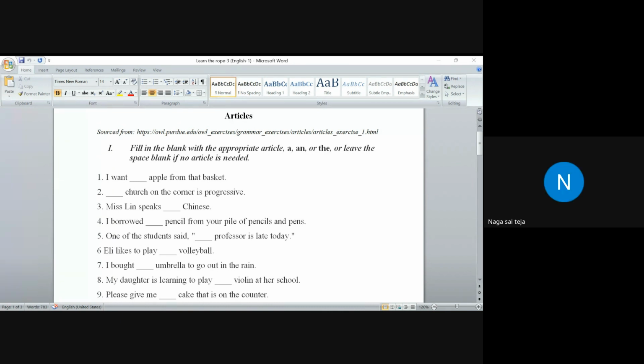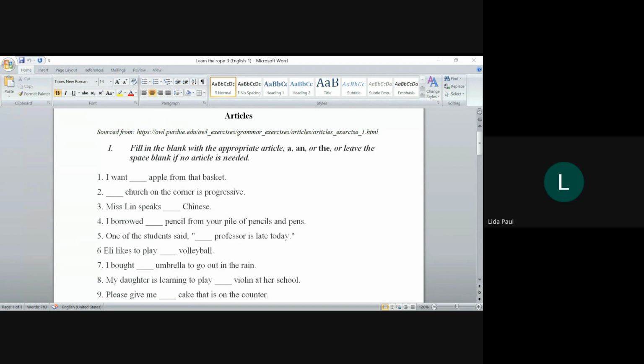We don't use any article before a singular name of a country, like India. But if it is a collective or phrasal noun, then you'll use the, right? Yes, that's what we do.